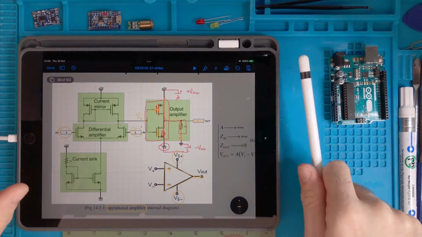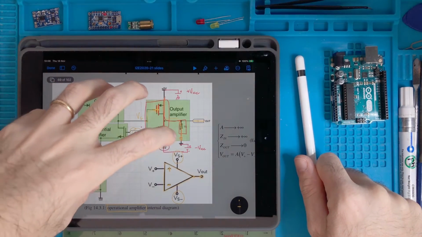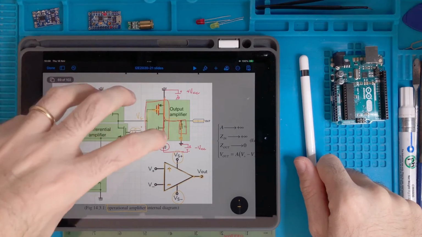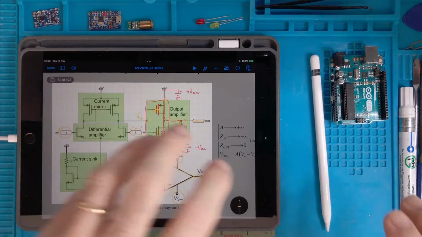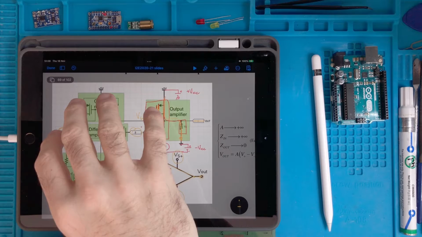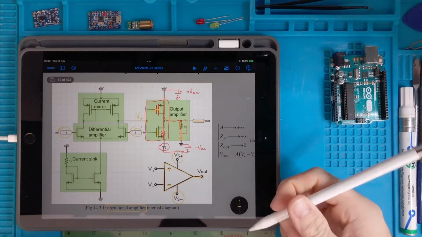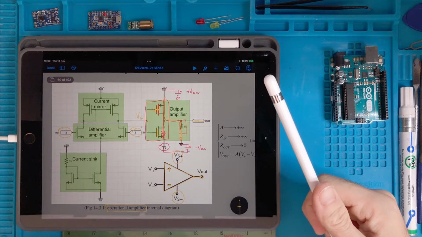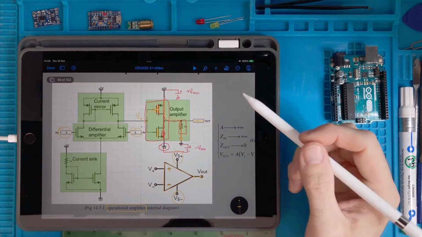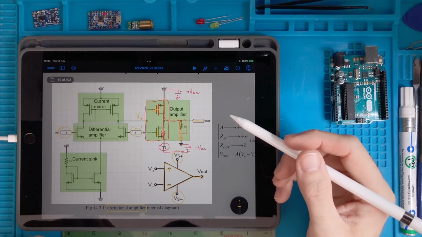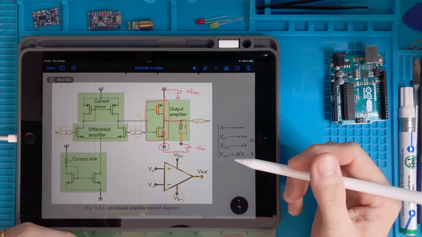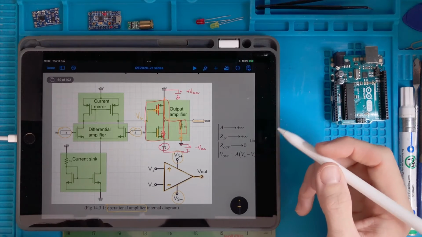You can imagine that once you have this, you can replicate it and you can cascade it. So you can put other circuits like this, one after the other one. Why do we want to do this? Because if we do this, the amplification factor will increase.